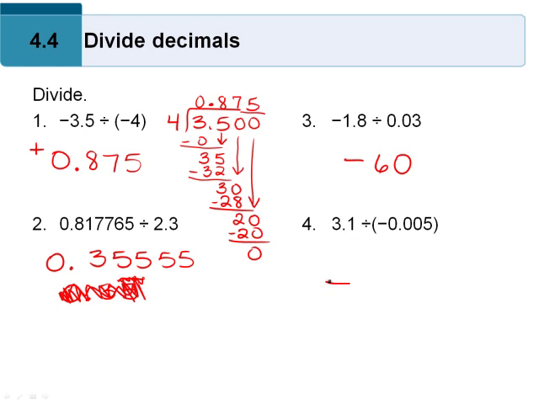The 3.1 goes in first, divided by 0.005, and that gives you 620. And you can always multiply back up. 620 times 0.005 gives you 3.1. So you can check all of your answers by using your calculator.